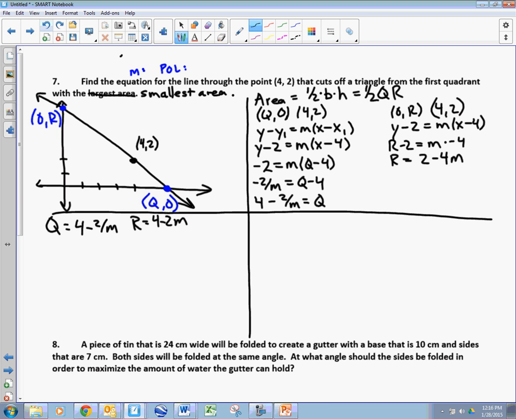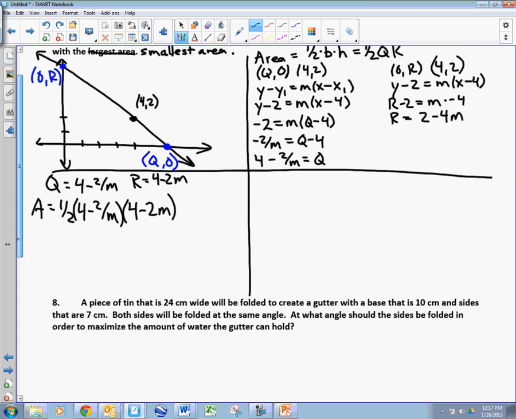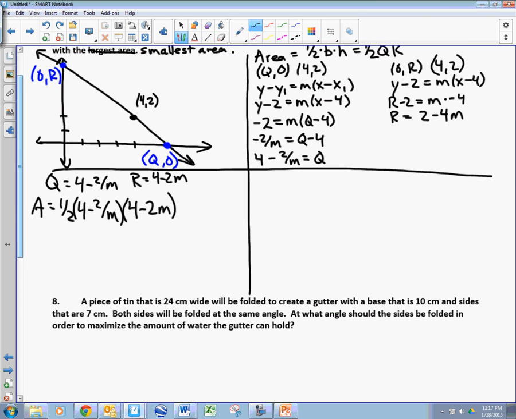Okay. So what we're going to do now is say that the area is equal to 1/2 times q, or 4 minus 2 over m, times 4 minus 2m. Oh, right here. I wrote it right over there. Sorry. There we go. Okay. So we wrote it right up there. R is 2 minus 4m.